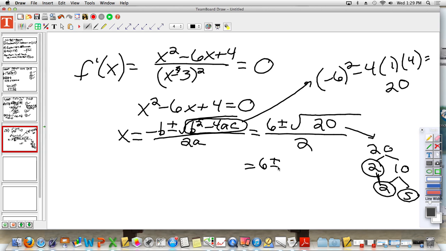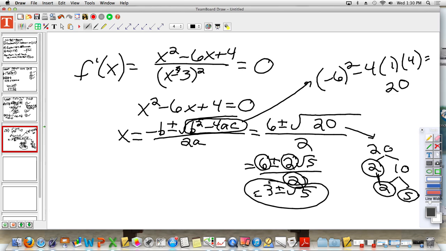6 plus or minus 2 square roots of 5 over 2. And now you can only clean this up if that 2 and that 6 and that 2 are all divisible by the same number. What number can I divide into 6, 2, and 2? 2. So if I divide 2 into 6, I get 3 plus or minus the square root of 5. And that is your final answer.